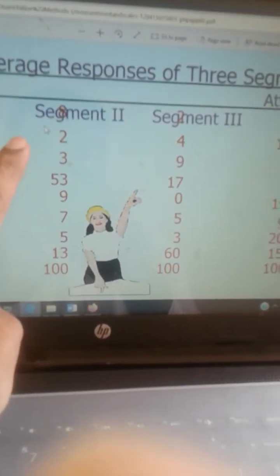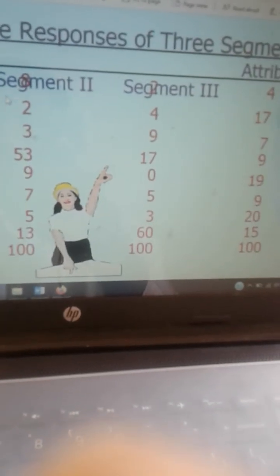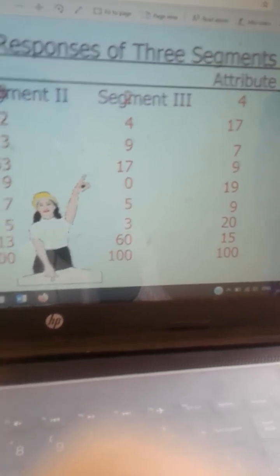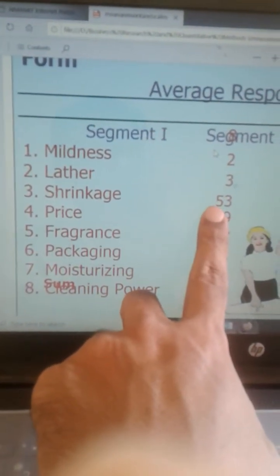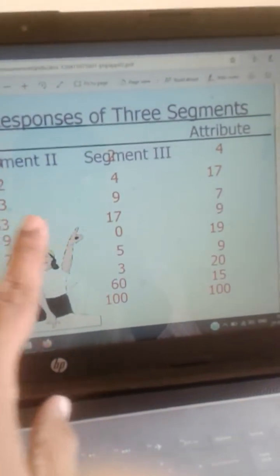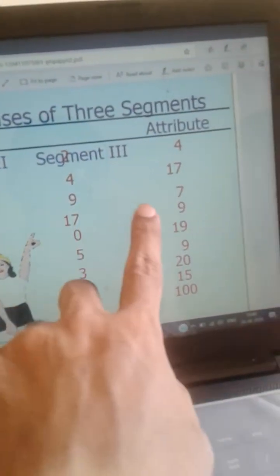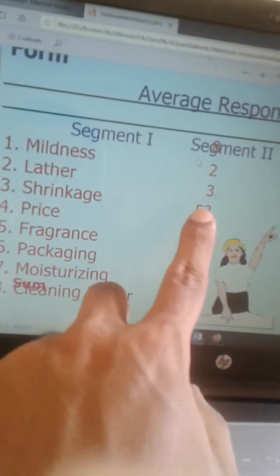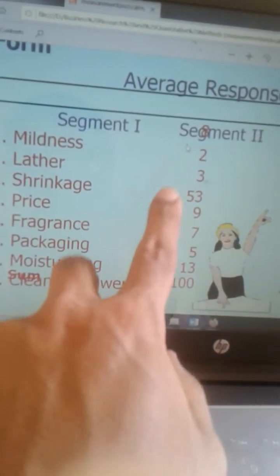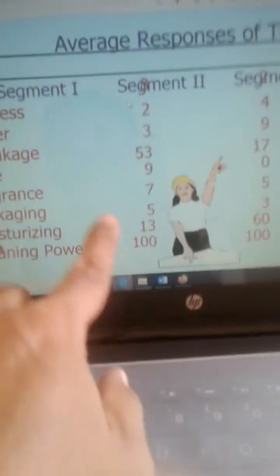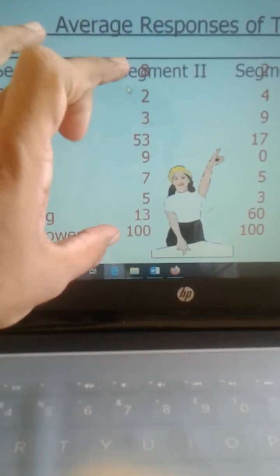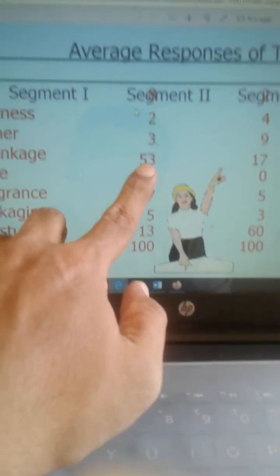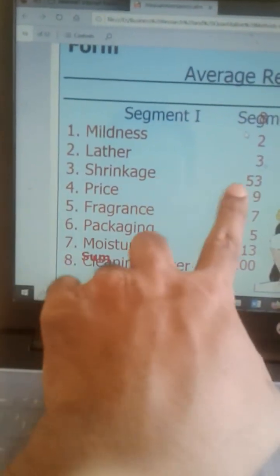And if you see 53, possibly it should be price, because there is a slight mismatch. Okay, so for price the highest point is given when compared to the other two. If you see, only 17 and 9 is given for these two, but for the first product it has received 53 points for price. Okay, so the first product is rated out of 100, and out of 100 the maximum points it has received is for price. Okay, thank you.